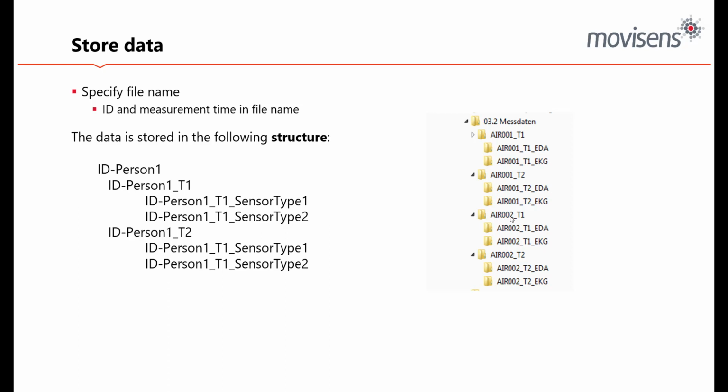And then we move along here and we have a separate participant, a new participant, Air 002 at time point 1 EDA ECG, and then at time point 2 EDA ECG, and so on.